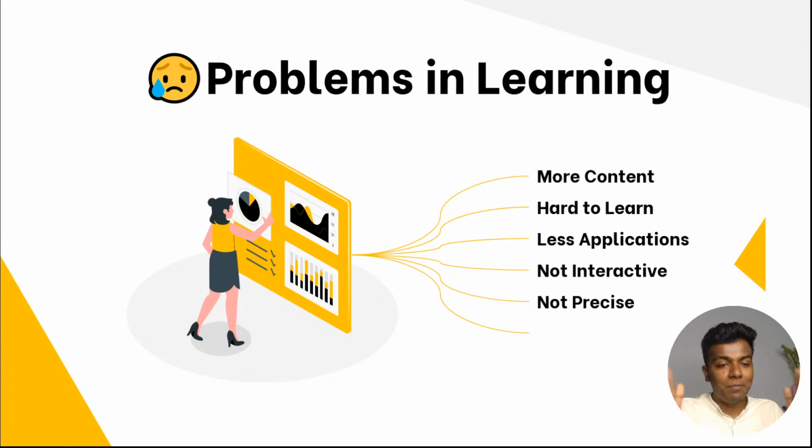These are all the problems in learning: more content, hard to learn, less application, not interactive, not precise. And additionally, people used to tell Sanjay the problem is lack of information.